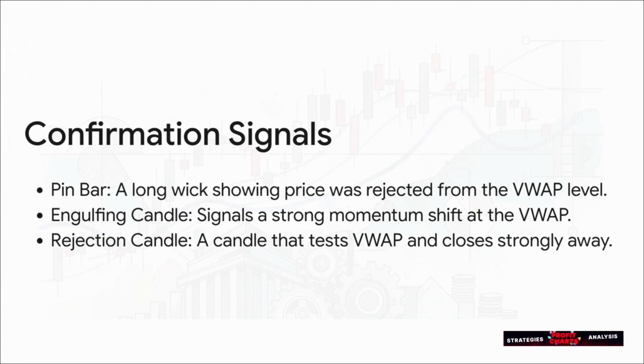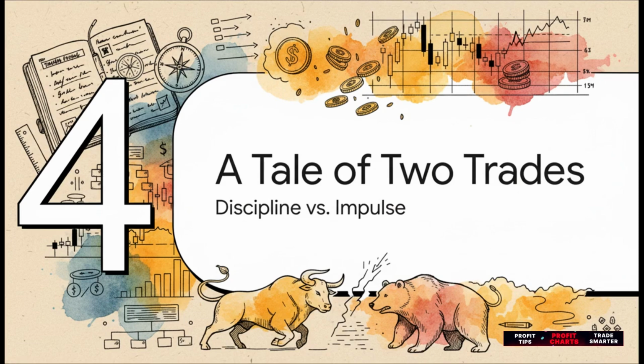You might see a pin bar, where a long wick pokes through the VWAP before price gets aggressively pushed back, showing a clear rejection. Or you could see a big, powerful engulfing candle, where one candle completely reverses the previous one, signaling a major shift in momentum right at that key level. The point is, you need visual proof from the candles themselves that this fair value area is actually being respected as support or resistance.